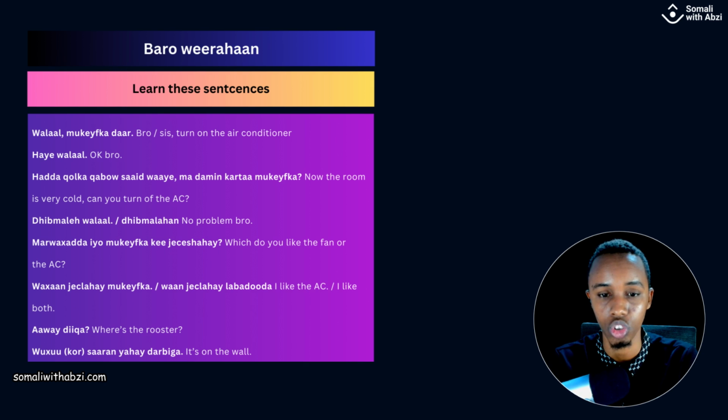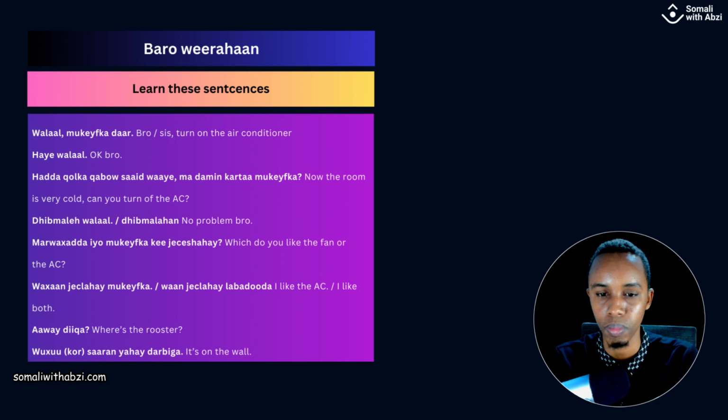The next one is hadda qolka qabow saa'id waaye, ma damin kartaa mukayfka. Now we just practice in the Somali language. We don't always say these long sentences. So hadda is now. Qolka qabow saa'id waaye, the room is very cold. Ma we use as a question word. Ma damin kartaa. Kartaa is can you. Ma damin kartaa mukayfka, can you turn off the AC? You don't even need to ask this way. You can just say Abdi, mukayf demi. Qolka qabow waaye, the room is cold, like that.